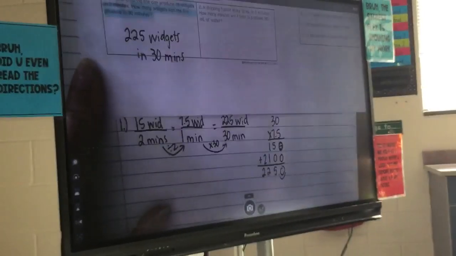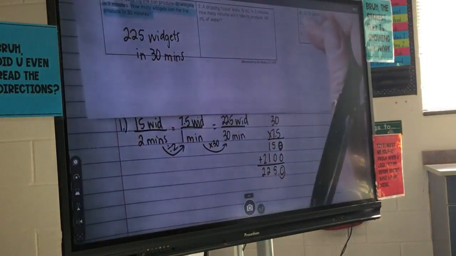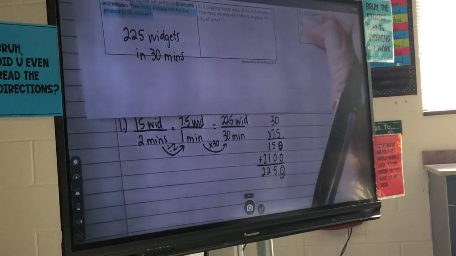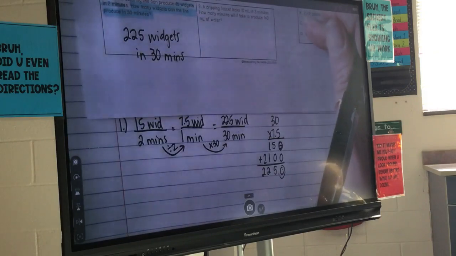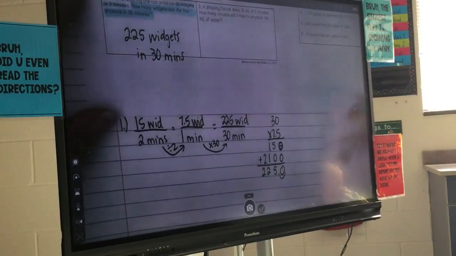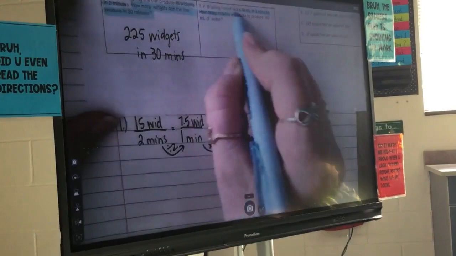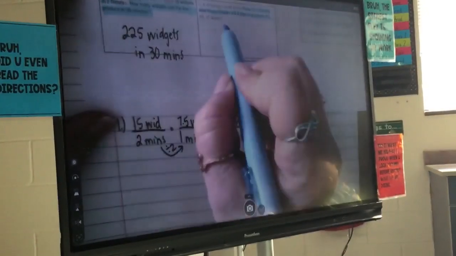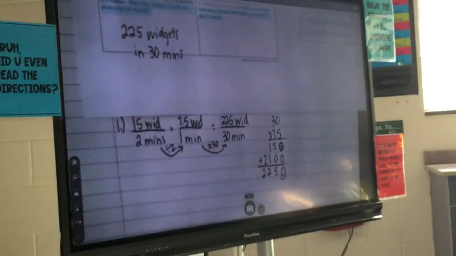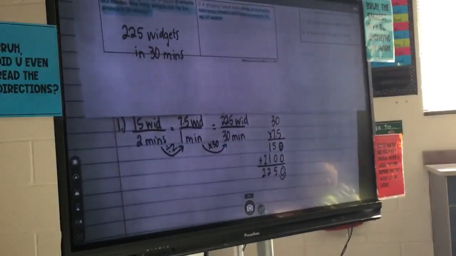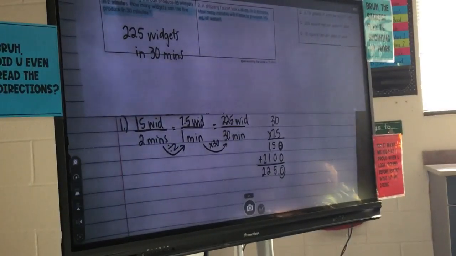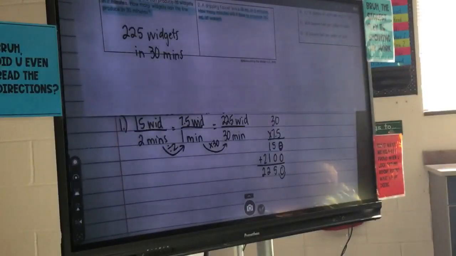Let's look at the next problem. It says a dripping faucet leaks 10 milliliters in 3 minutes. How many minutes will it take to produce 140 milliliters of water? Okay, so this one is a little bit different, so we have to think a little bit more about this one. We need to find out how many minutes it will take to produce 140 milliliters. So how do you think you're going to set this one up? Gabriel, what do you think?